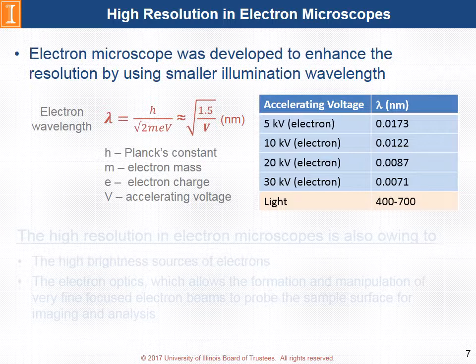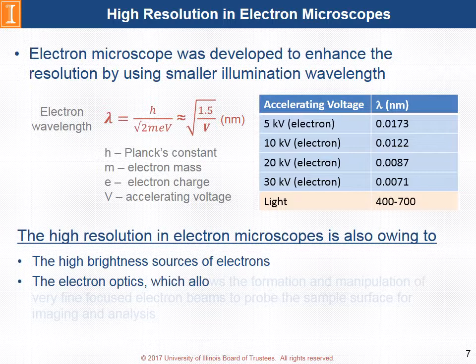At 5 kV, the wavelength is about 0.017 nanometer. At 30 kV, the wavelength is even smaller, 0.007 nanometer. In comparison, the wavelength of light used in optical microscope is between 400 nanometers to 700 nanometers. So clearly, by using electrons, the illumination wavelength has decreased by several orders of magnitude.